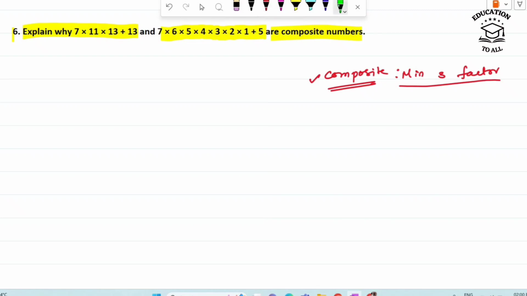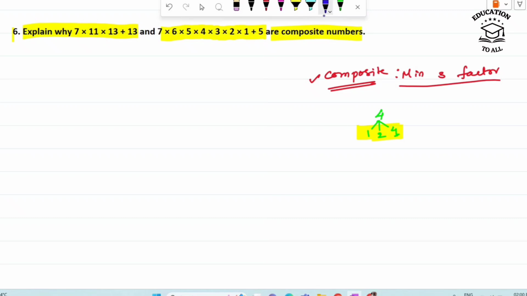What is an example? You can see the 4. How many factors does 4 have? 1 is a factor, 2 is a factor, and 4 is also a factor. So it includes 1, 2, 4. That is called a composite number. So we can also say the least composite number is 4.